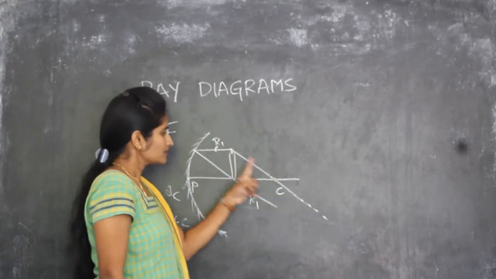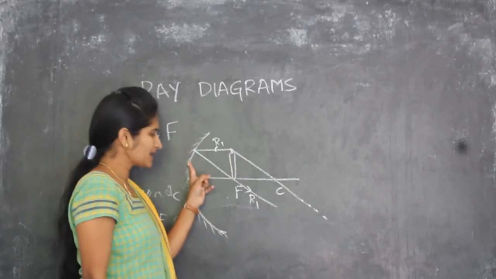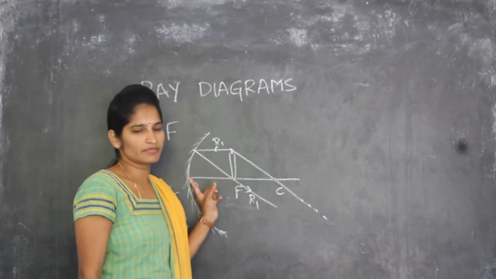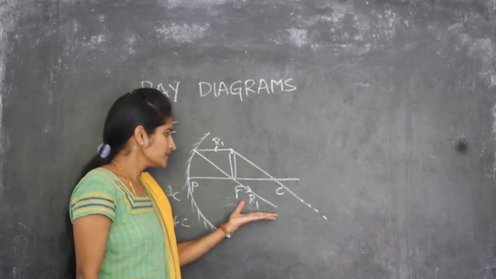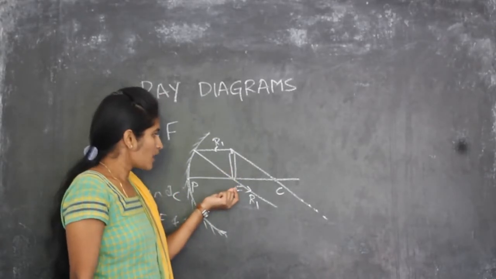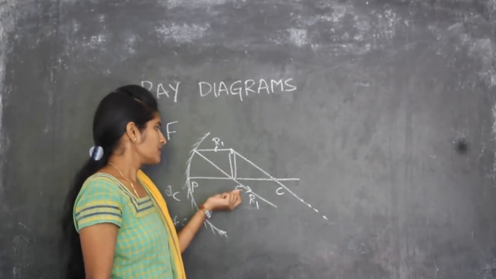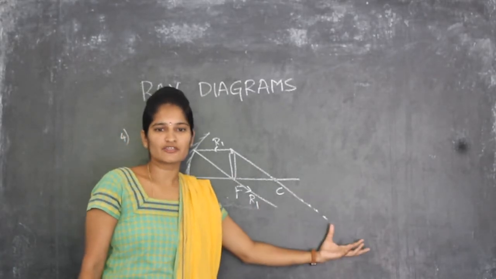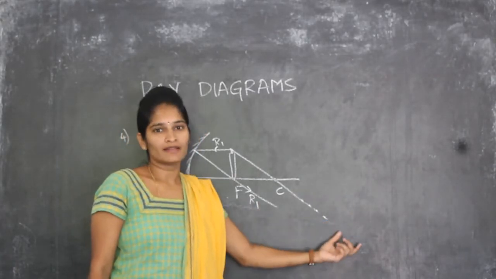But is this ray getting reflected from the surface? No. This ray is not getting reflected from the surface. So I can't know where the image has been formed. So here when an object is placed at F, we cannot find the image. That means we cannot find the image of the object on the screen.